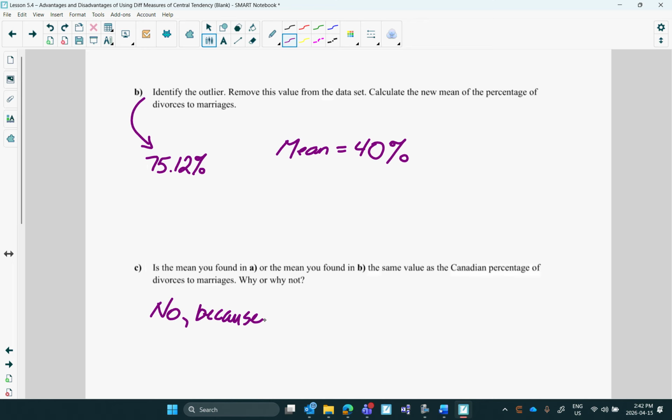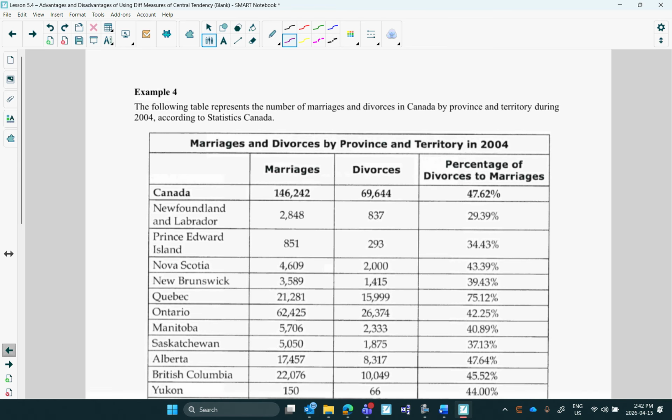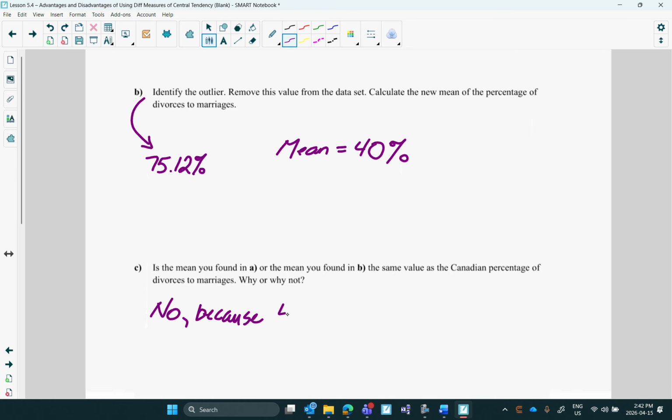Because that 47.62% is the weighted mean, which is actually a better measure than just adding the percentages and dividing by how many there are. Okay.